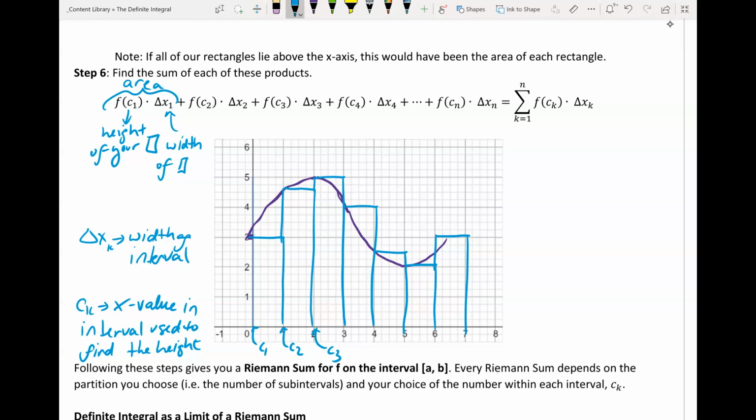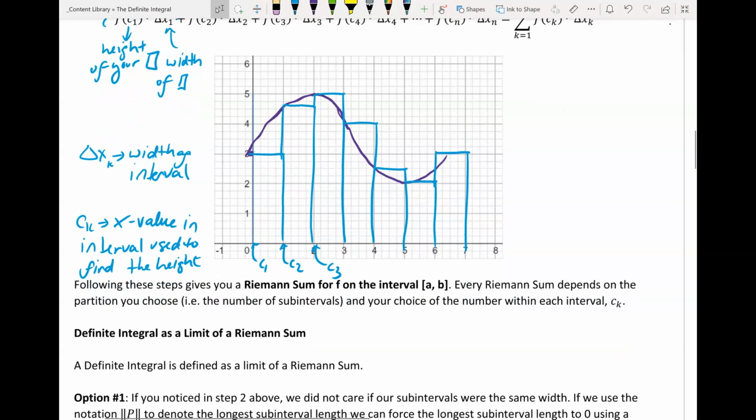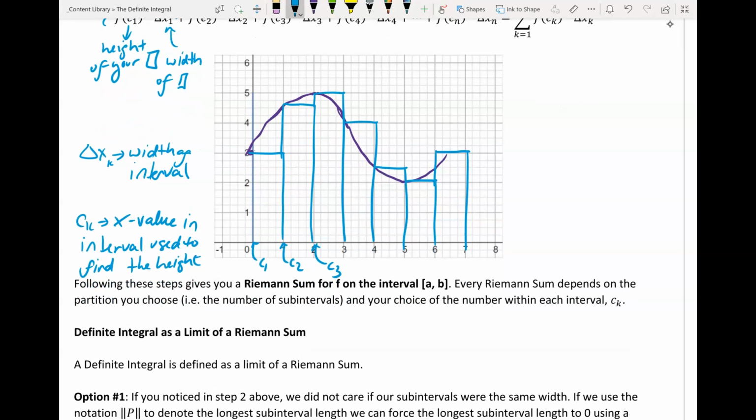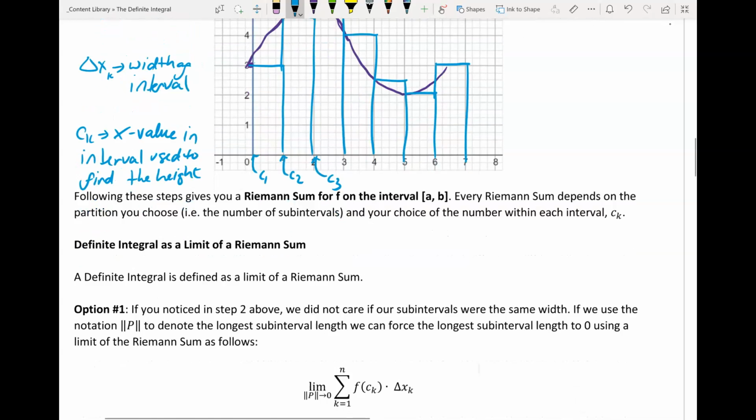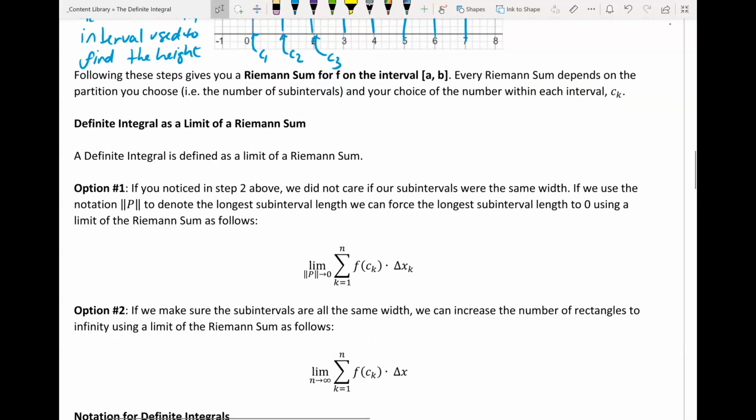So this is the general formula of what we've been doing, and it goes on kind of forever. It really depends on what function we have and how many intervals we want. So these are the following steps in getting that Riemann sum for some interval [a, b]. Now, we're going to look at this in a slightly different way. We'll look at the definite integral as a limit of a Riemann sum.